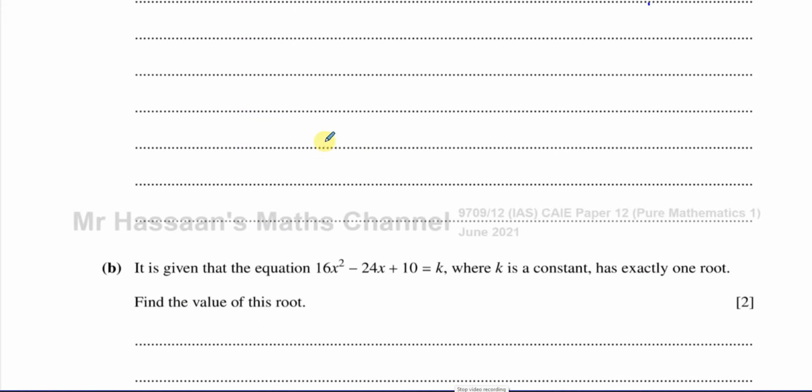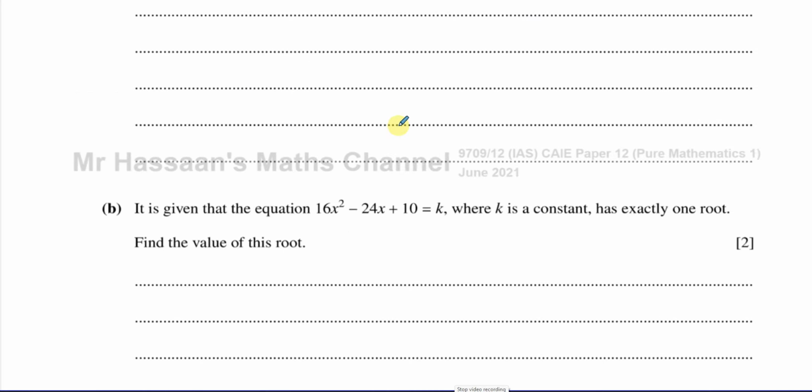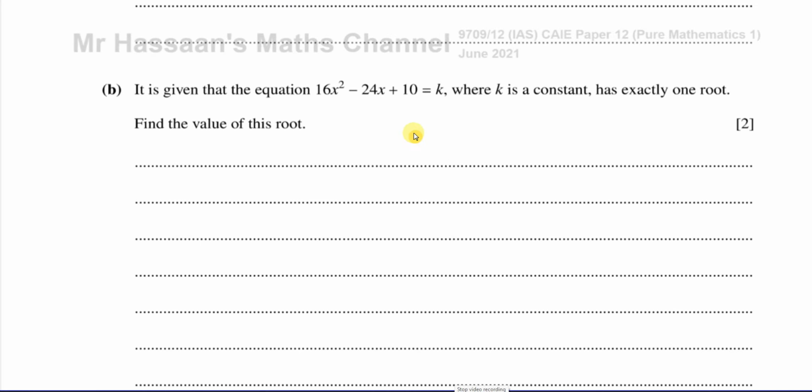Now question 1b is actually quite an important question. It says, it is given that the equation 16x squared minus 24x plus 10 equals 0, where k is a constant, has exactly one root. Find the value of this root. Now what you should have understood when dealing with quadratic equations is that we end up with exactly one root when the discriminant is equal to 0.